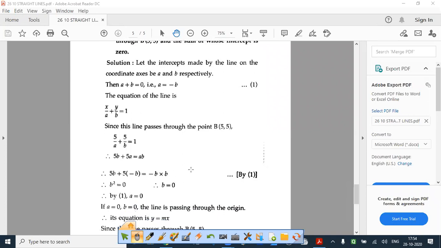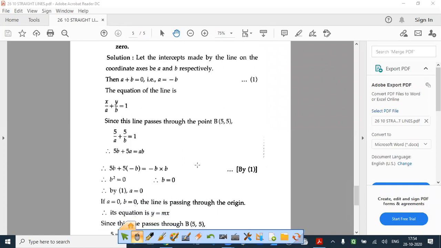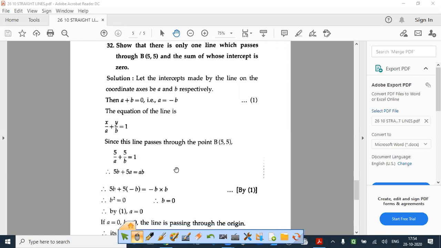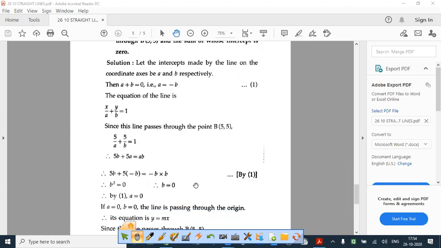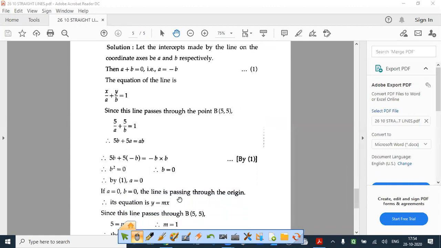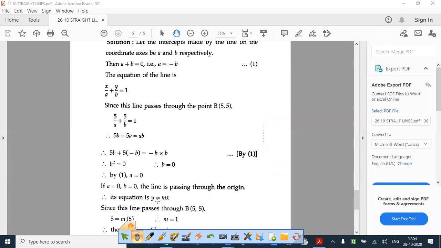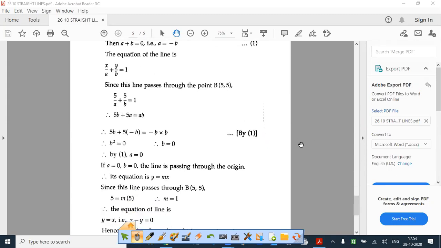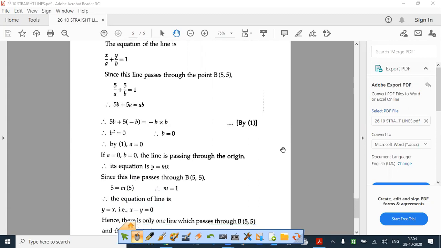So put a equal to 0, b equal to 0. In fact, you cannot put that in this equation, because the denominator should not be 0. But this clearly means that the line passes through the origin. So its equation must be of which form? y equal to mx. But (5, 5) lies on the line, so the coordinates will satisfy the equation. That gives me m equal to 1. So the equation of the line is y equal to x, that is x minus y equal to 0.